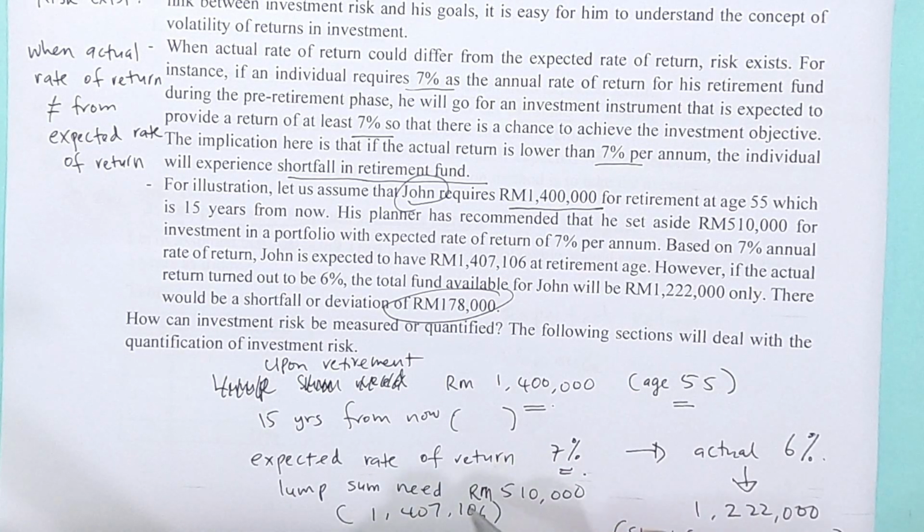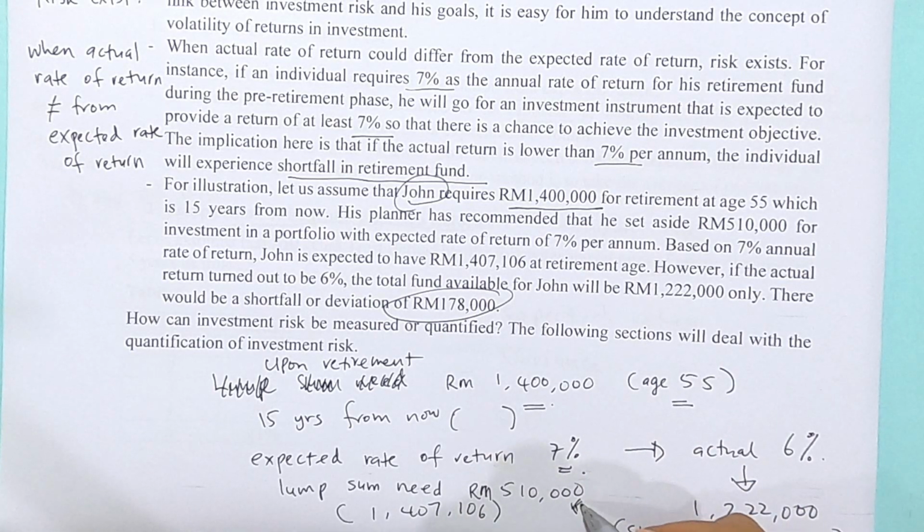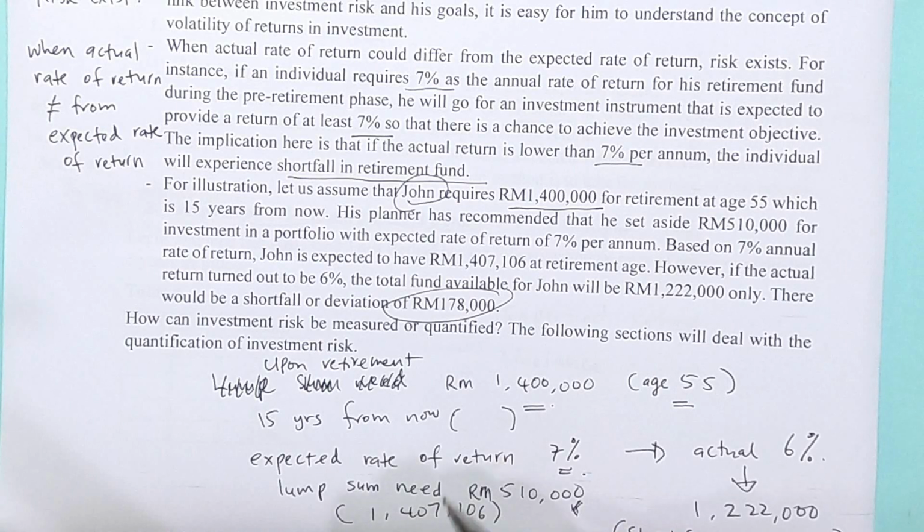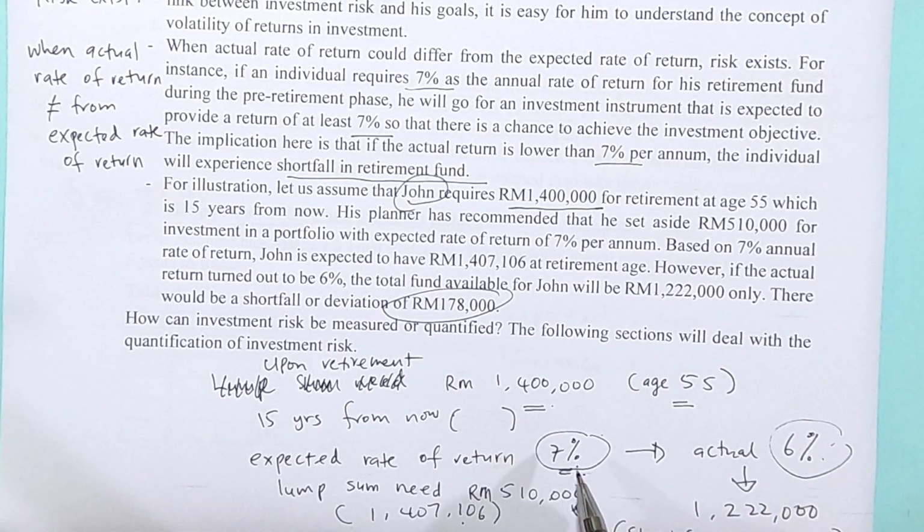by having a lump sum of 510,000 now, John can actually get 1,400,000 once he reaches retirement, another 15 years. So just by having cash of 510,000 now, in 15 years it can increase to 1.4 million. This is where the expected return is set to be 7%. What if the expected return falls to 6%? If the expected return falls to 6%, John will just be able to get 1.2 million.